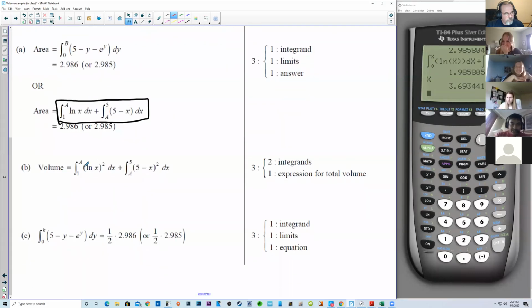There is the volume, where this is the base squared, this is side squared, this is side squared, and we're integrating side squared. And then we have 0 to k, and that should equal half of the area. And you see they have one for if you round, one if you truncate.